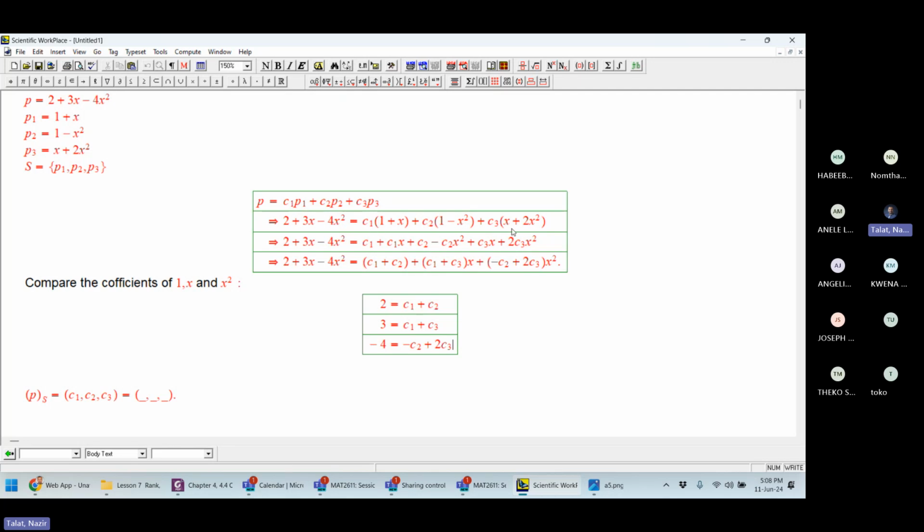If you put C1, C2, C3 and solve them, then it will become exactly the same vector, 2 plus 3x minus 4x squared. But remember that this vector will be generated with these C1, C2, C3. If you put them over here, it means P1, P2, P3 are generating this P, because P1, P2, P3 are the basis of polynomials of degree 2.